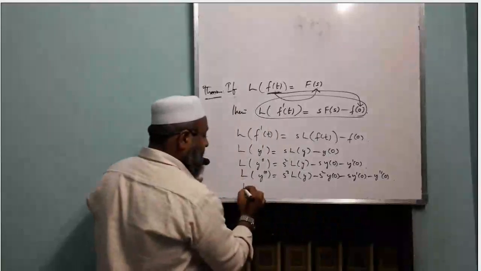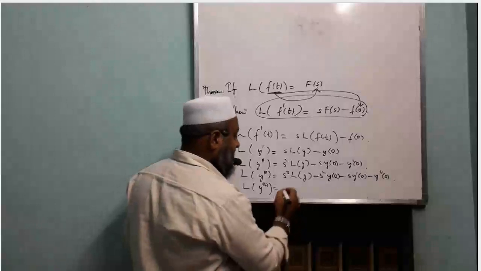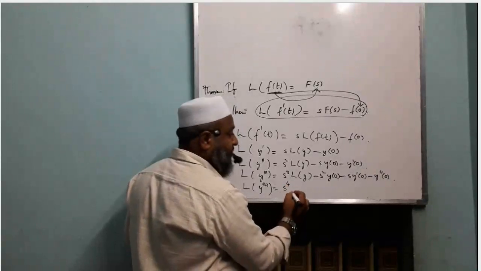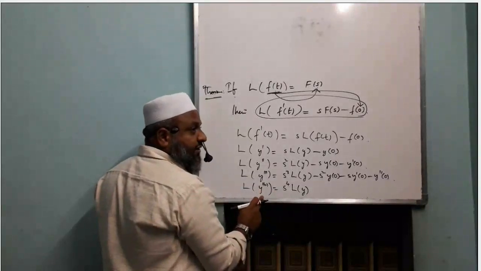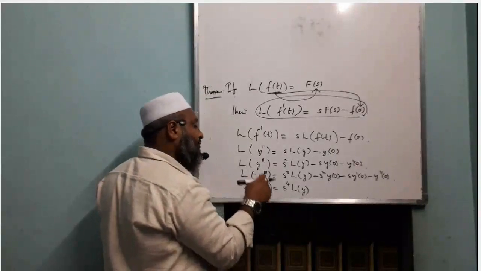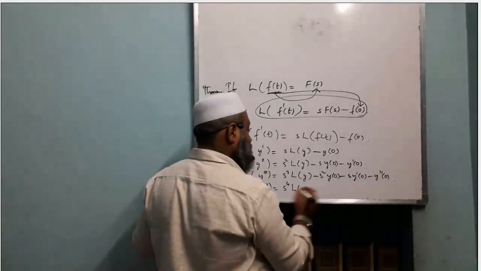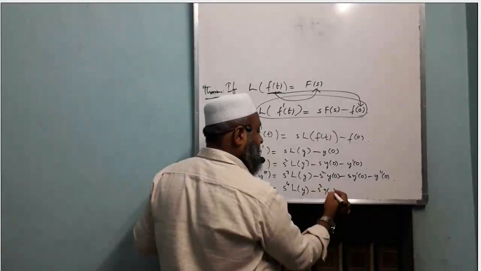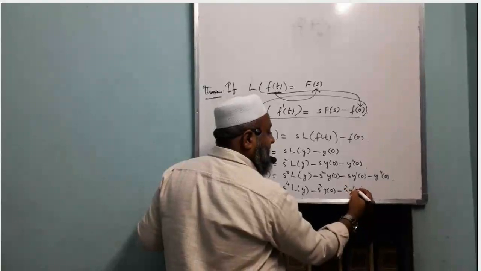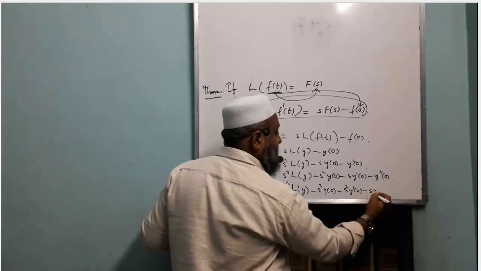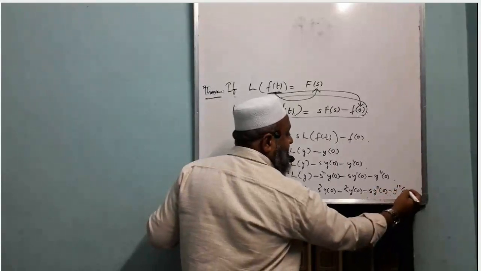I hope if I write what is L of the fourth derivative, you will have no confusion at all. S to the power of 4 L of y. Whatever derivative you want to find, you have to use the Laplace transform of that function, minus s cube into y of 0, minus s square into y dash of 0, minus s into y double dash of 0, minus y triple dash of 0.